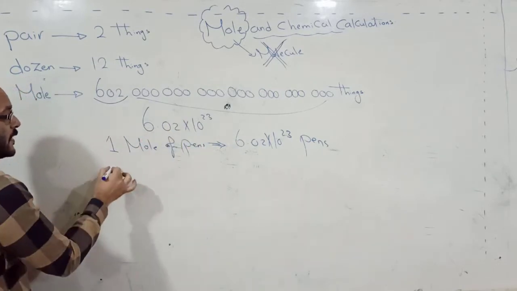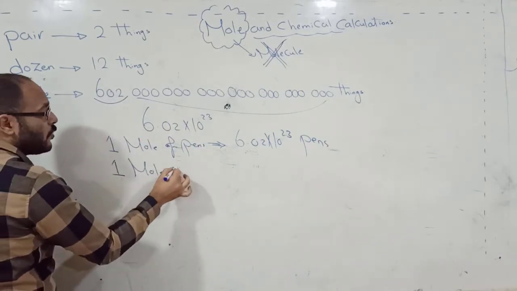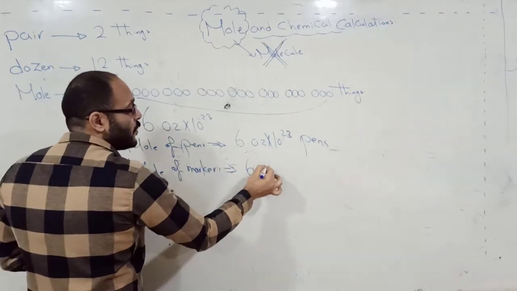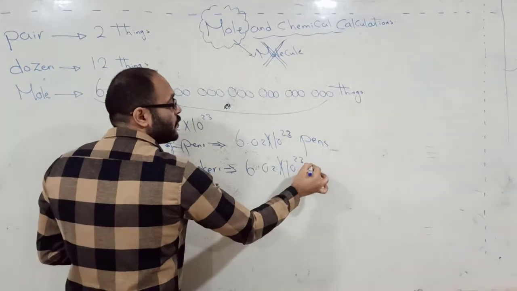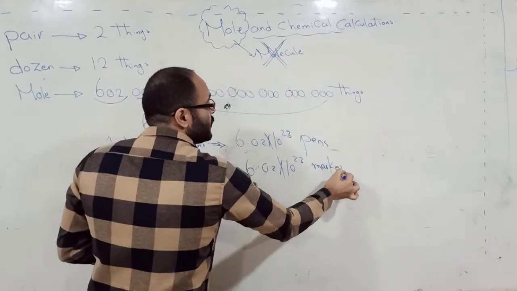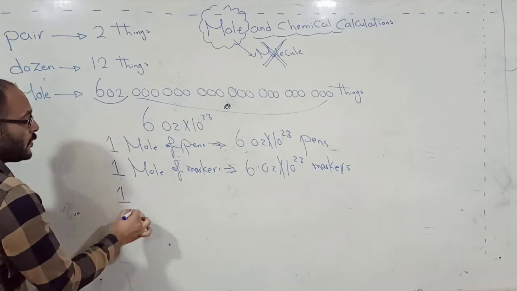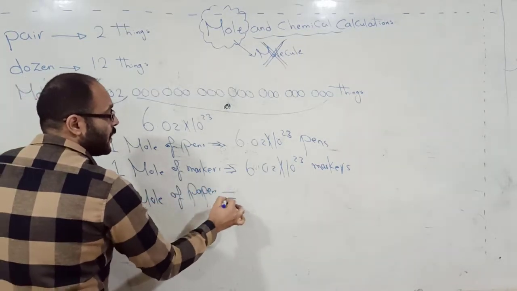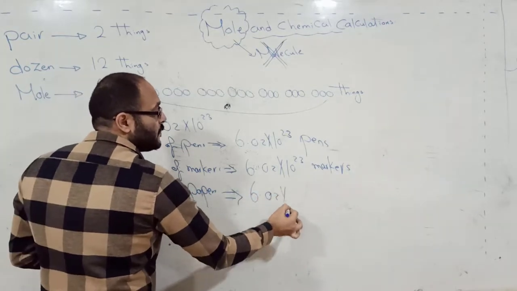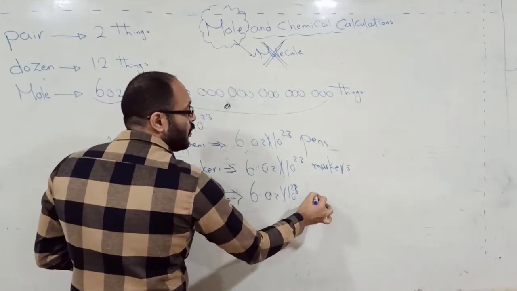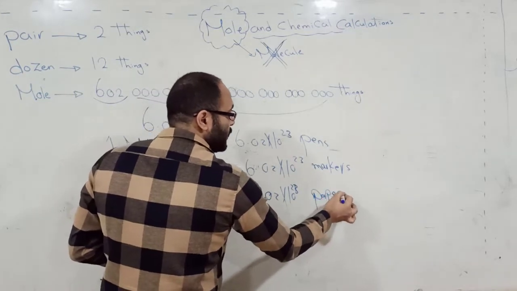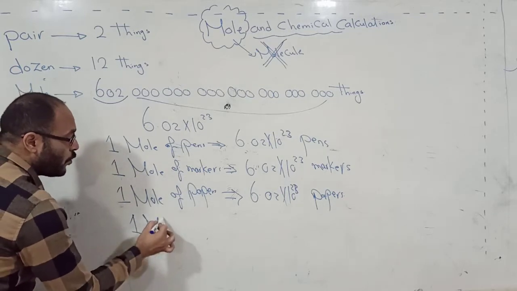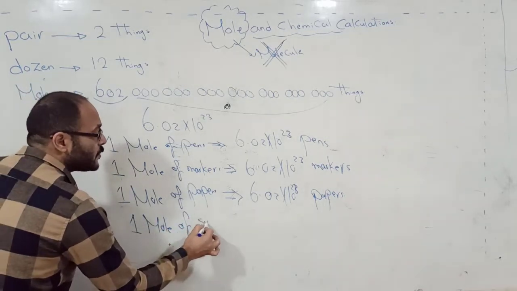What do I mean when I say 1 mole of markers? I mean, give me 6.02 times 10 to the power 23 markers. What do I mean when I say 1 mole of papers? I mean 6.02 times 10 to the power 23 papers. Right? Okay. What do I mean when I say 1 mole of sugar?